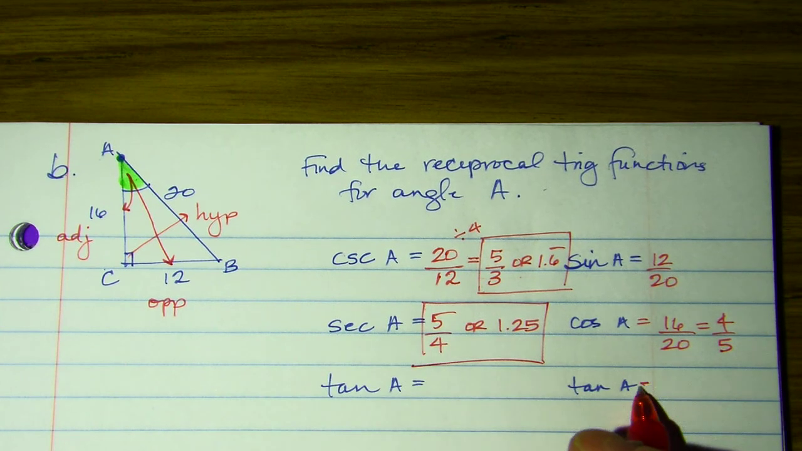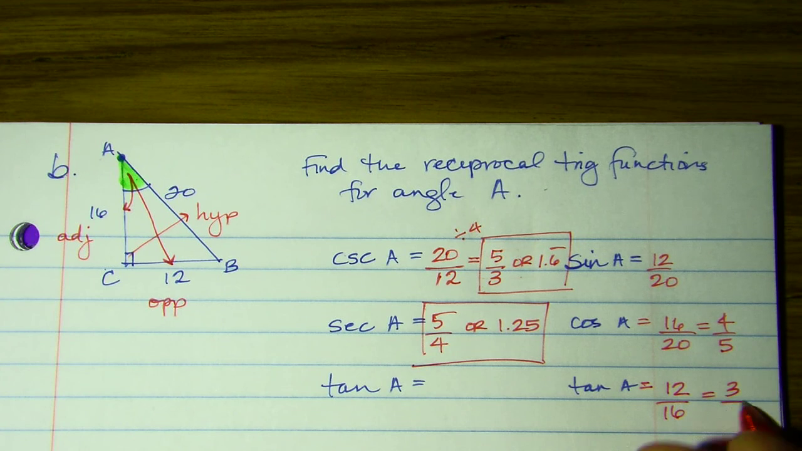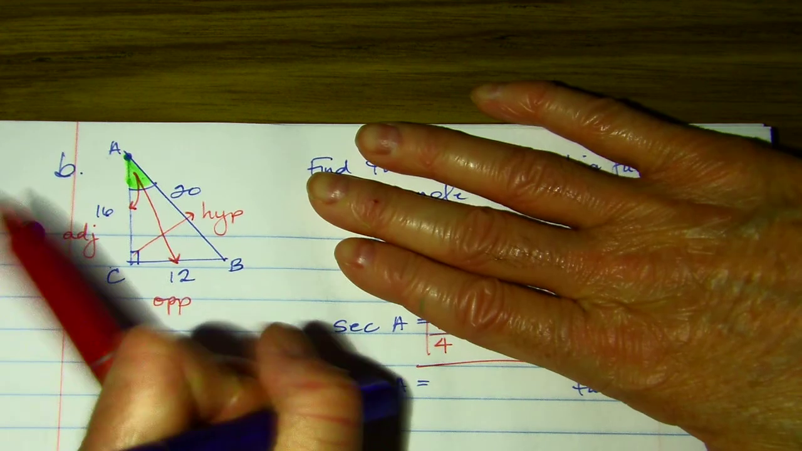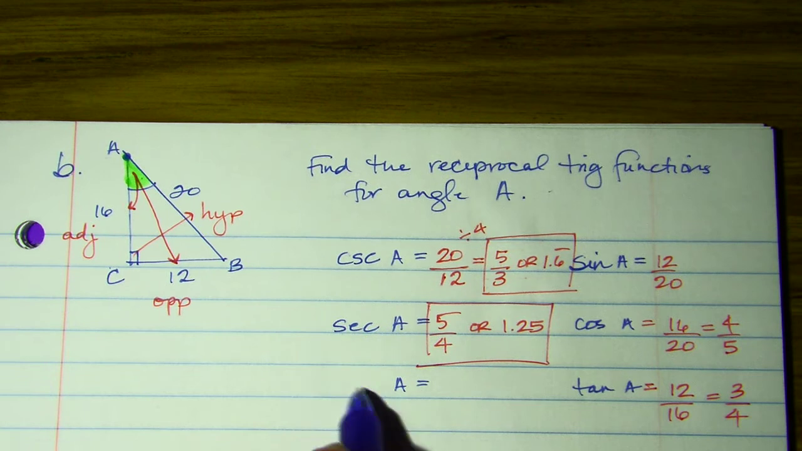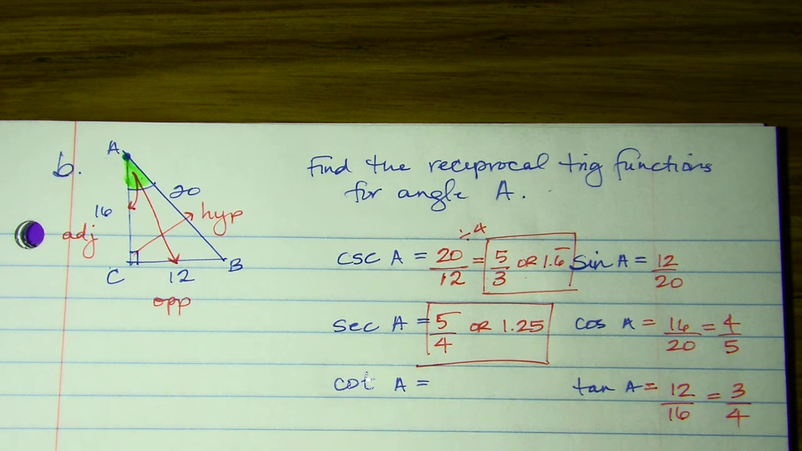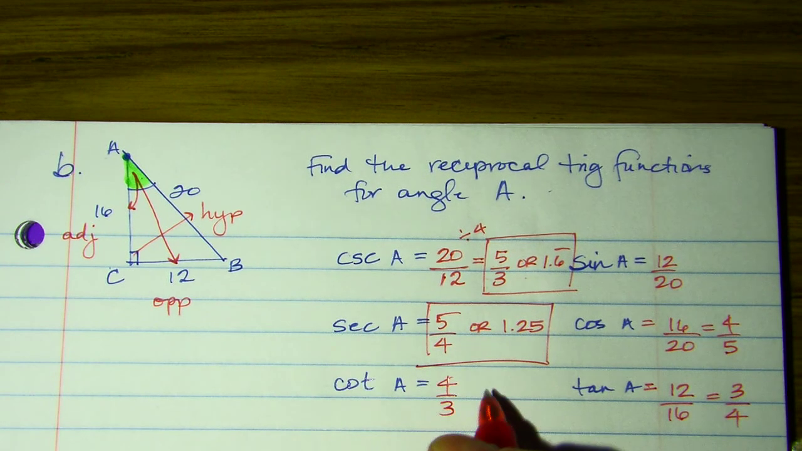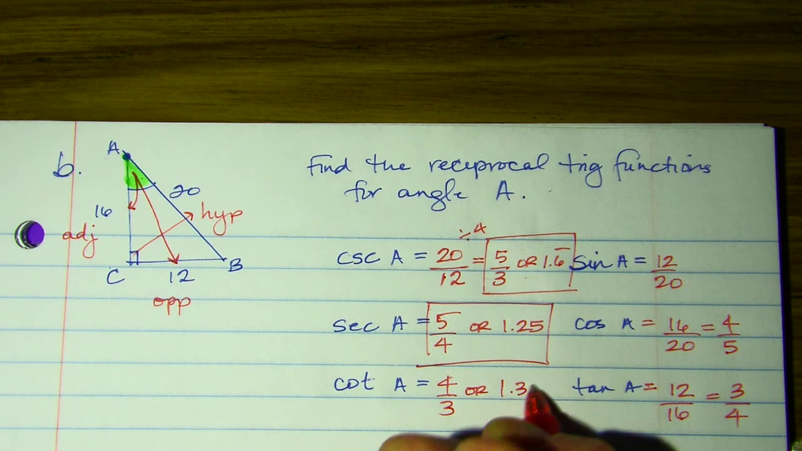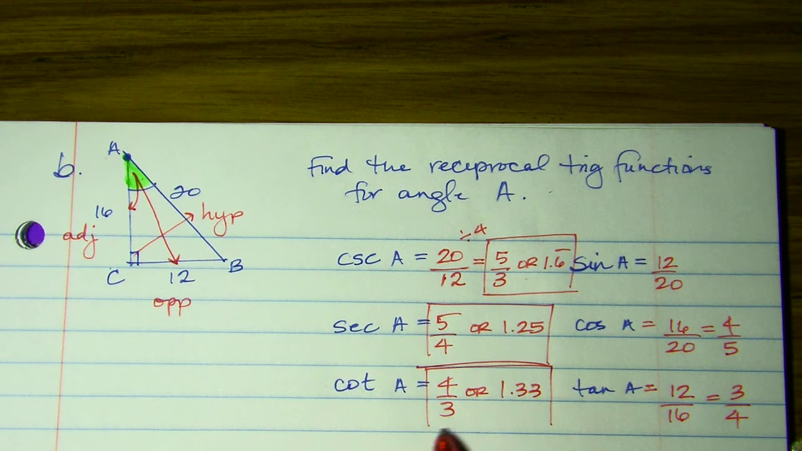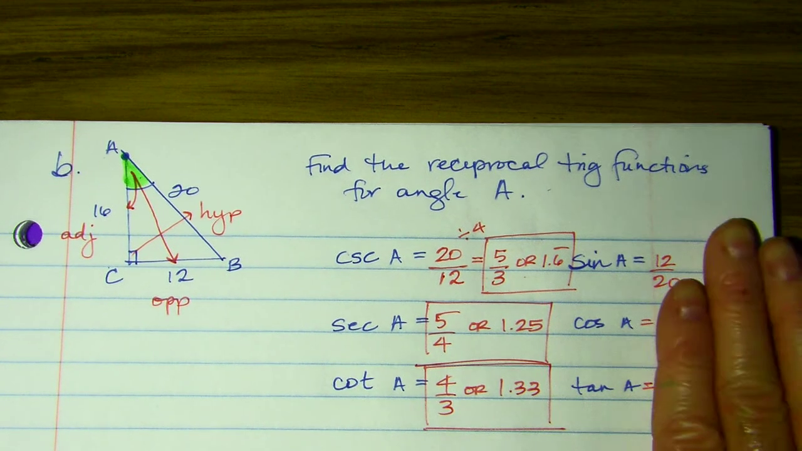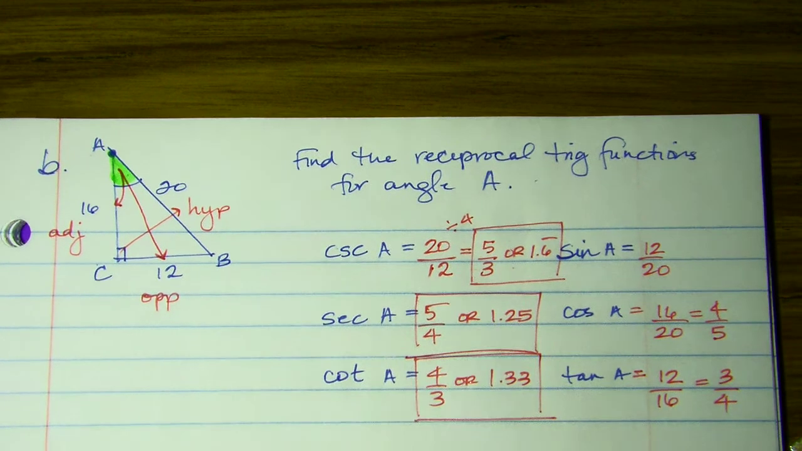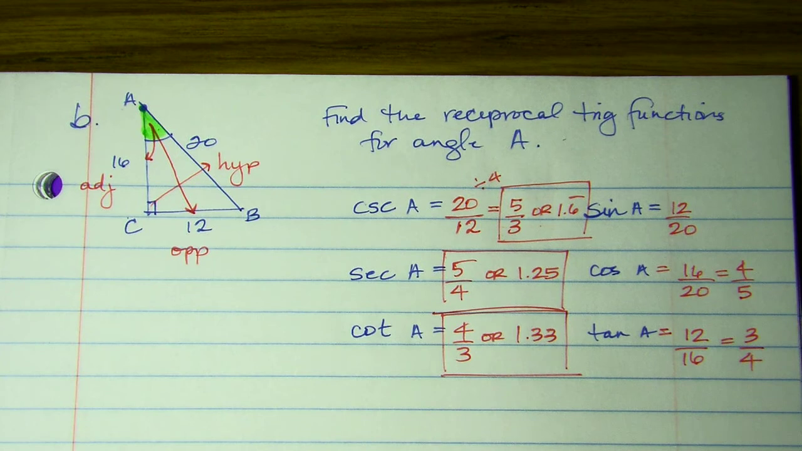The tangent of angle A would be opposite over adjacent, which is 3 over 4. Did you notice I messed up over here? So the cotangent would be the reciprocal. It would be 4 over 3, or if you prefer decimals, that's 1.33. So I do this first, and then I write the reciprocal. But it's up to you how you would like to do that.